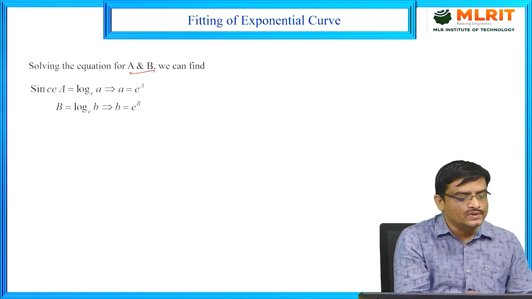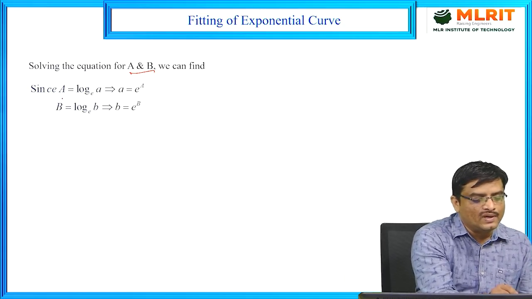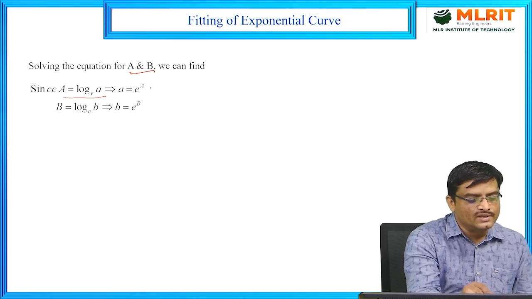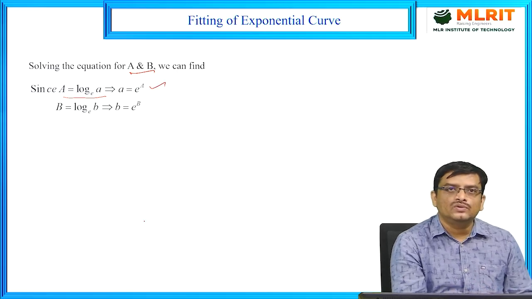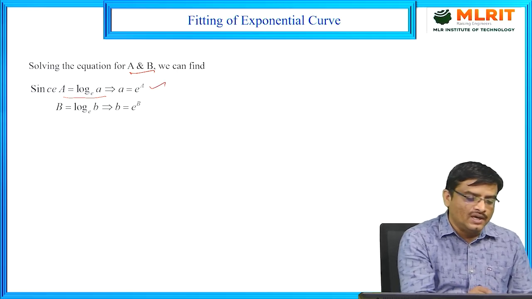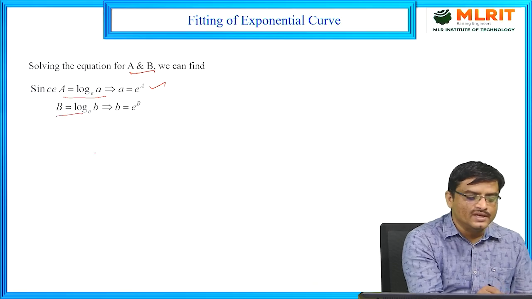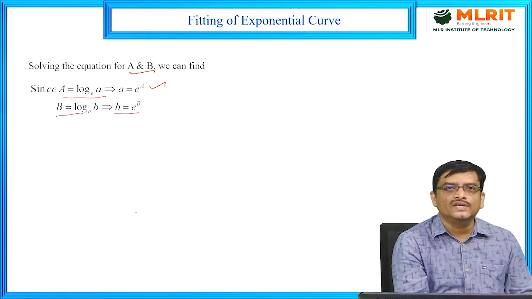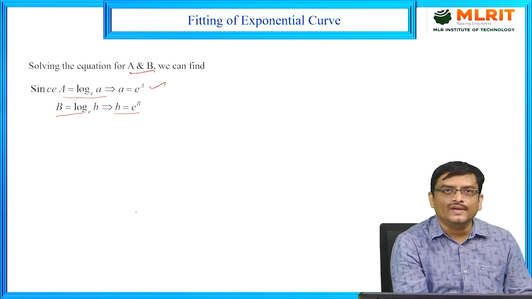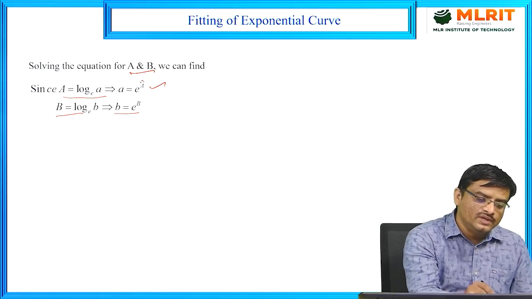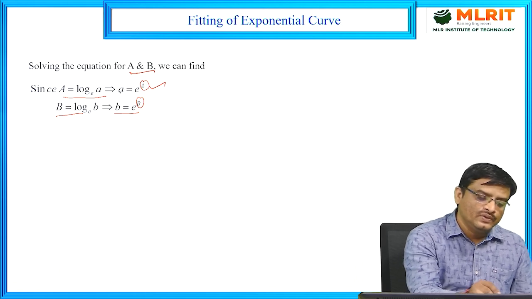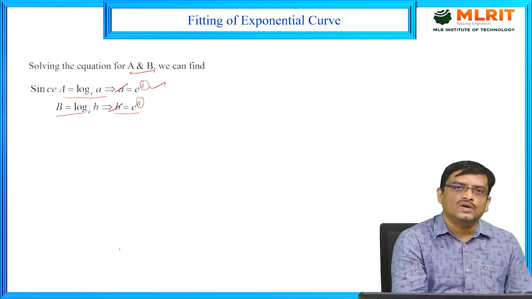For this purpose, we have taken capital A is equal to log a to the base e. From this relation, we will get small a is equal to e power capital A. Take the next one, capital B is equal to log b to the base e. From this, we can get b is equal to e power capital B. Already in the previous step, we get the capital A and capital B values. Replace them in this, and find out that exponential value. You consider those small a and small b values.